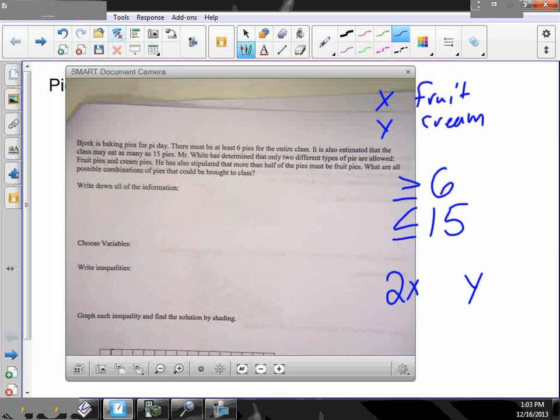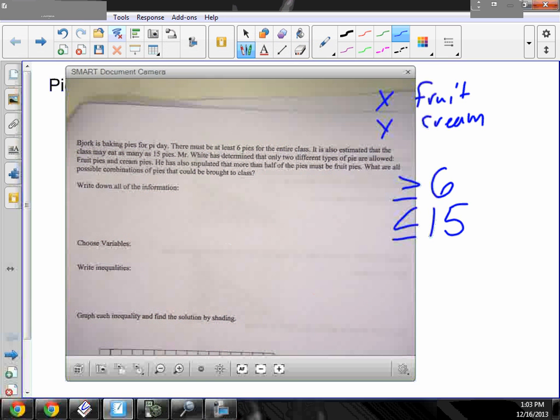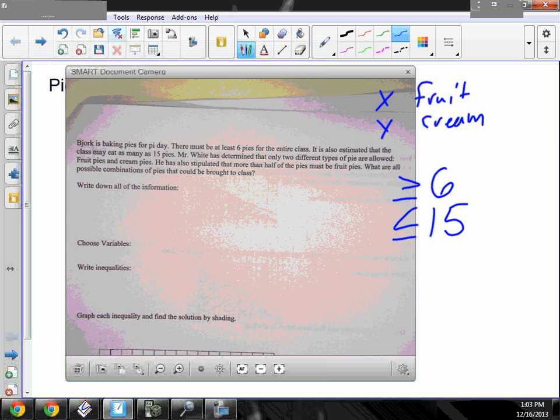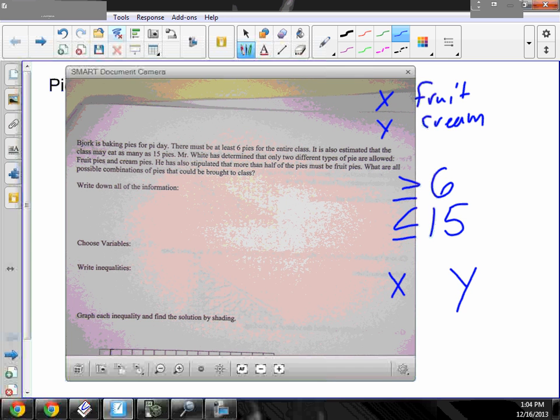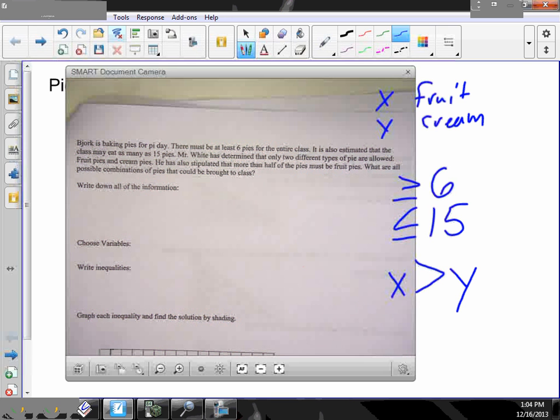Okay, let's try this again. I thought you guys might get that. We'll do it the other way. More than half of the pies must be fruit pies. So the number of fruit pies compares to the number of cream pies. So which one's bigger, fruit pies or cream pies? Fruit pies are bigger, so it needs to be like this. Is it equal to? No, because it says more than half, not more than or equal to.